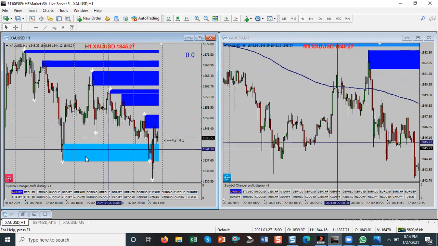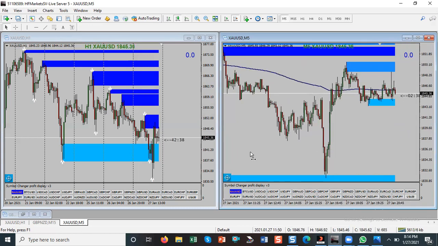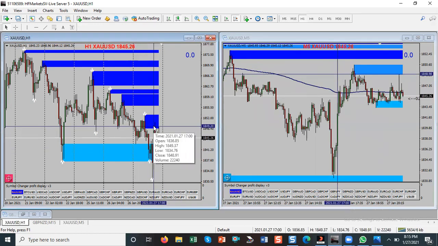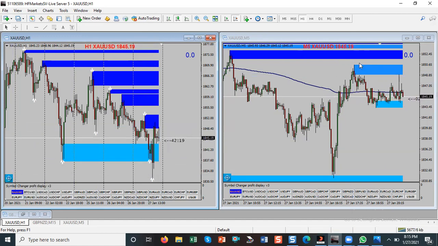Oh, this is still okay. So this is it. At this point of the retest, look at it here. You can see that too on the 5 minutes time frame. This level. So this is the area where price went to retest the 1 hour supply zone.